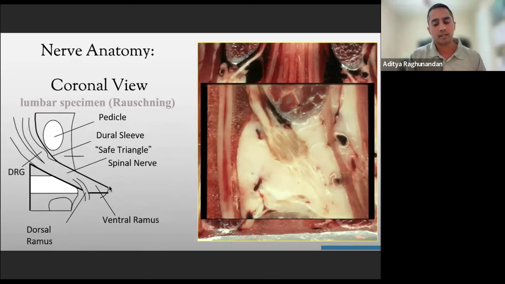So nerve roots don't exit the spine, they stay in the canal. And then once the spinal nerve exits, it splits off into different types of branches. So the dorsal ramus, the ventral ramus, and then you have other branches like the medial branch.